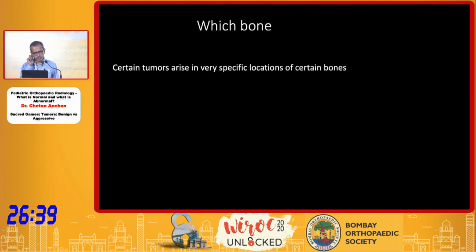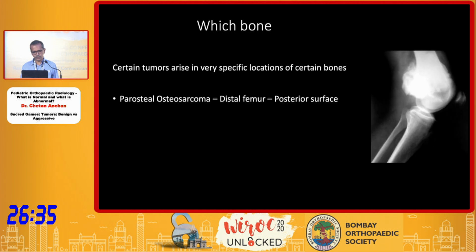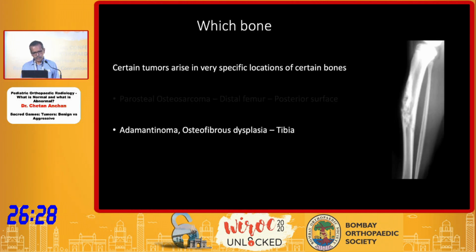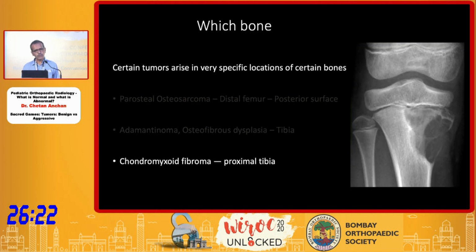Which bone? Why is it important? Certain tumors arise in very specific locations of certain bones. Like periosteal osteosarcoma is very typically located on the posterior surface of the distal femur. Similarly, adamantinoma or osteofibrous dysplasia would typically be in the diaphysis of the tibia. Chondromyxoid fibroma is most commonly seen in the proximal tibia.